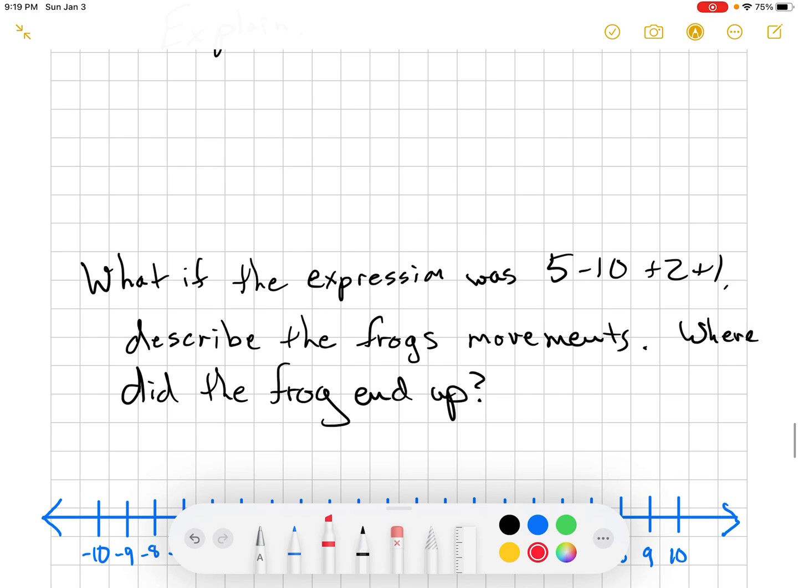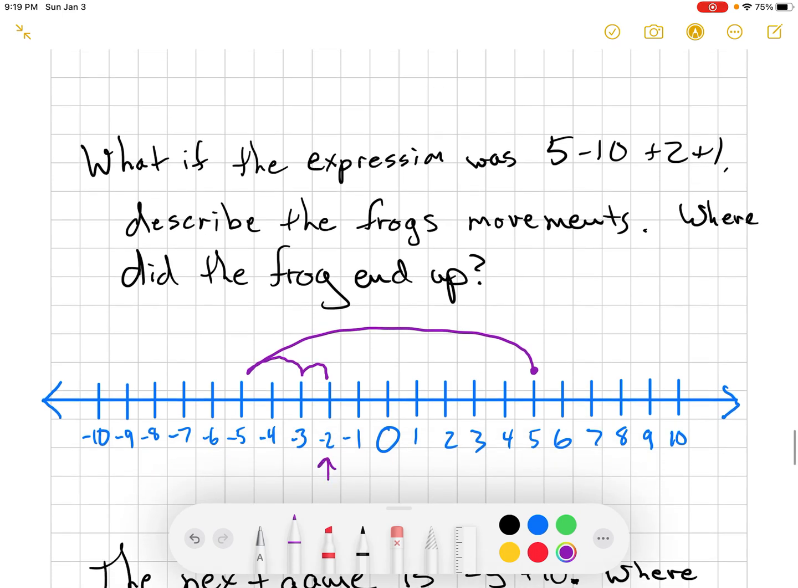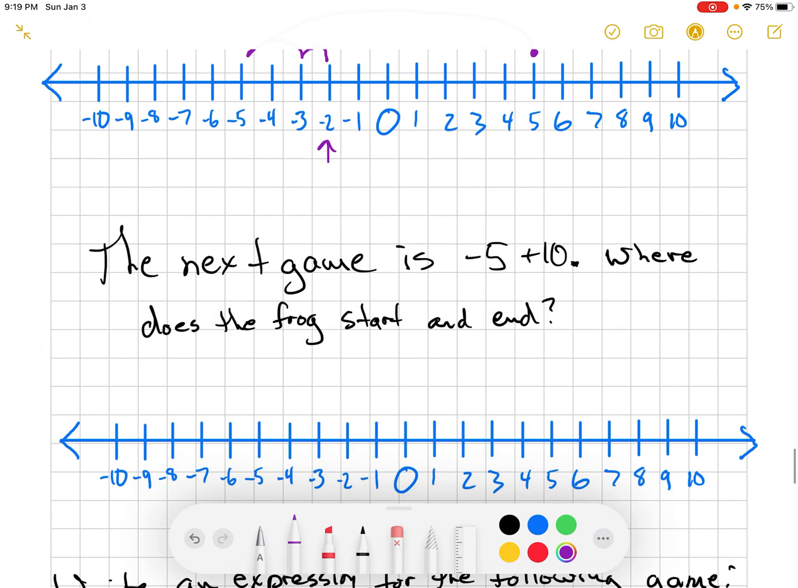So if the expression was 5 minus 10 plus 2 plus 1, describe the frog's movements. Where did the frog end up? Well, where does the frog start, right? Where does that frog start? The frog starts at 5. Then we subtract 10 or move 10 to the left. Then we add 2. Then we add 1. Where did our frog end up? At negative 2. Okay, you can pause and recheck that if you're thinking about it.